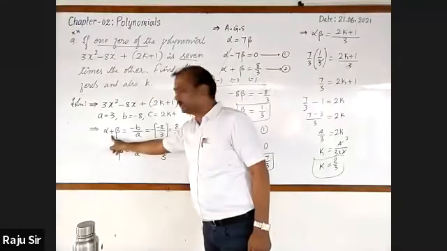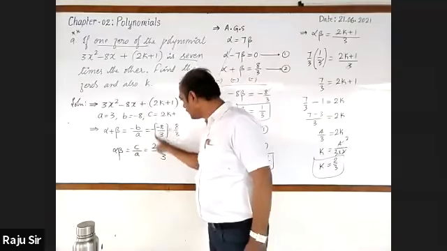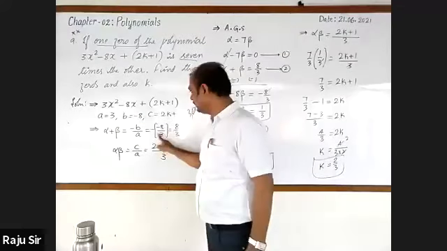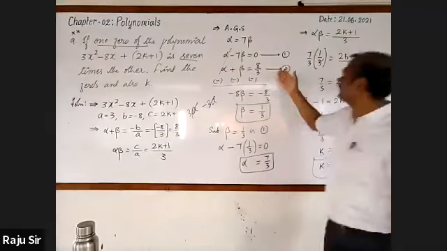Alpha plus beta is minus b by a. Minus half, where b is minus a, a is 3. Minus into minus plus. It is 8/2. Alpha plus beta is 8/2.